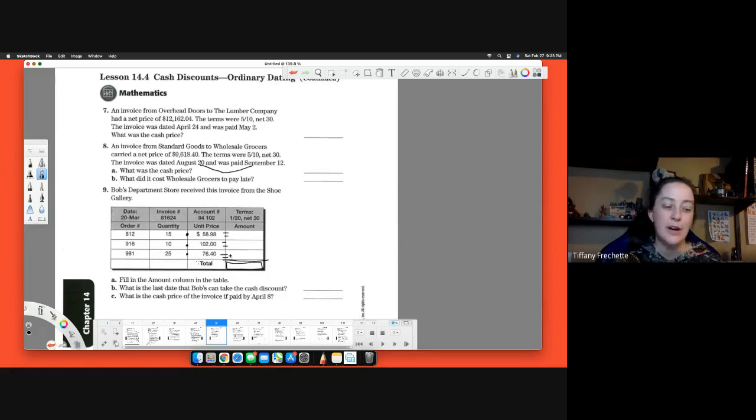What is the last date that Bob's can take the cash discount? So remember, we want to look for the terms, and here they are on the invoice. So it's 1% if paid in 20 days. They have 20 full days to pay it. And we need to look at what is the invoice date. The invoice date is March 20th. So for March 20th, I have 20 days to pay it.